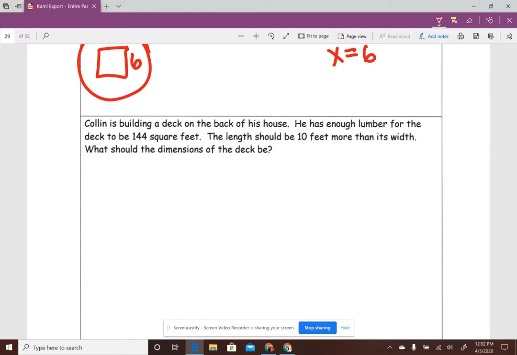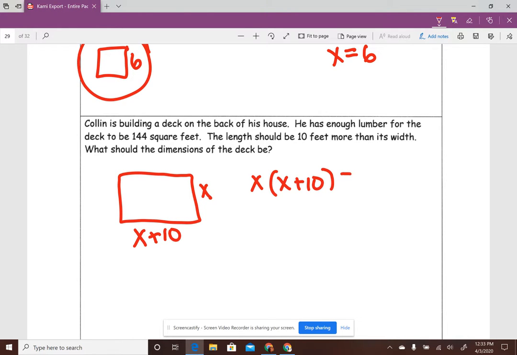Okay. Colin is building a deck on the back of his house. He has enough lumber for the deck to be 144 square feet. So, I'm going to make the deck a rectangle. The length should be 10 more feet than the width. So this is x, and this is x plus 10. 10 more, x plus 10. Length times width is equal to 144. So x squared plus 10x minus 144 equals 0. So factors of 144.